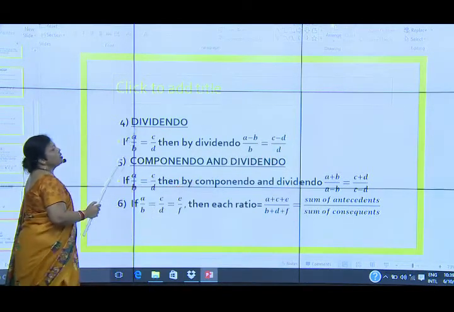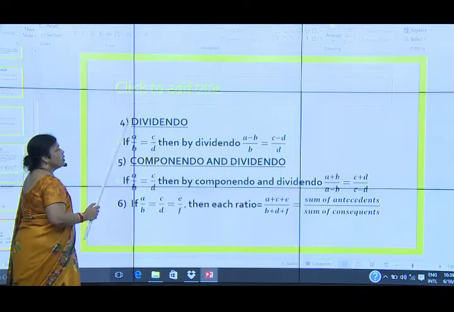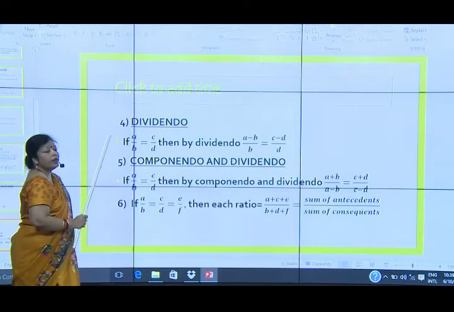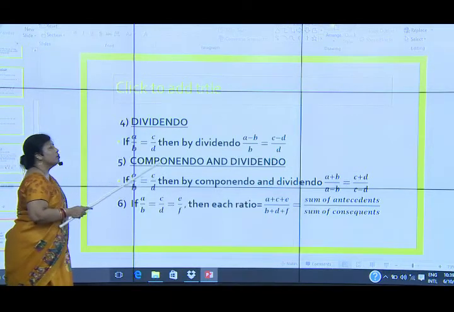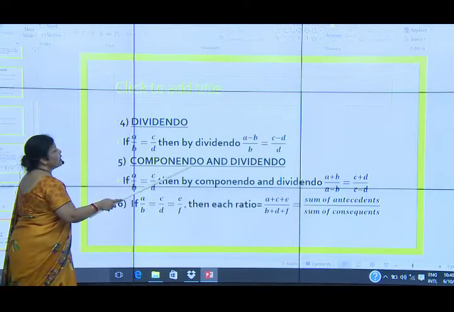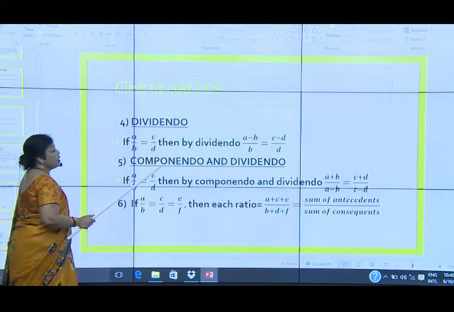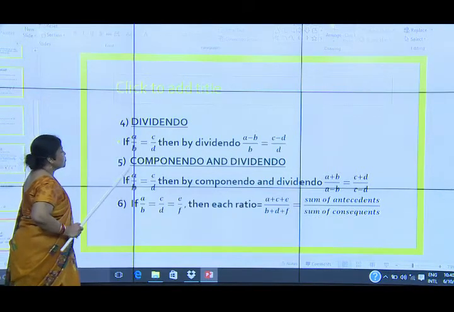Children, these two properties are hardly used anywhere, but this fifth property is very, very important related to your syllabus. One question is definitely going to come based on this componendo and dividendo. So this is a very important property. Try to understand this one.